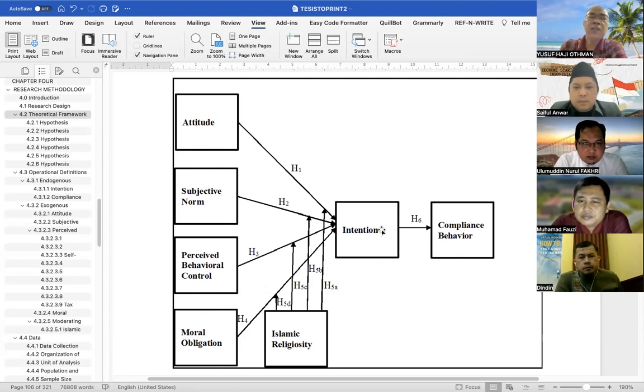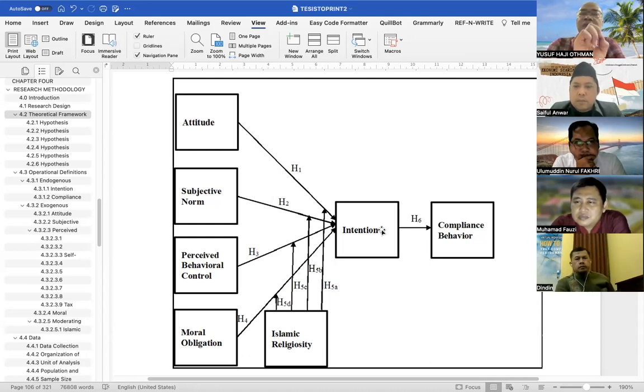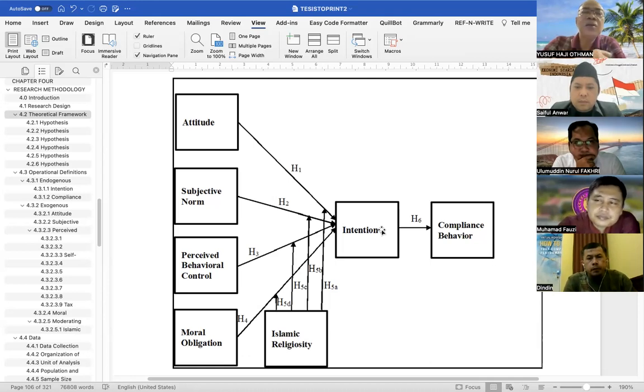There are two ways to justify. Let me repeat. Number one, to justify the inclusion of each variable, for example attitude, you need to mention that this variable was proven to be significant by previous researchers. Number two, you need to justify in the context of your research. For example, in the context of zakat, attitude is significant because if someone has a positive attitude, then he or she is more likely to pay zakat. That's how you justify.